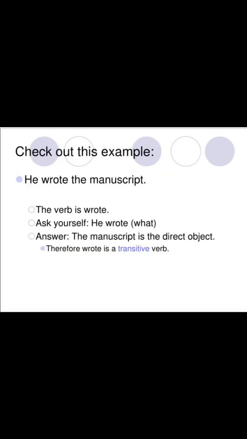Let us understand this with the help of another example. He wrote the manuscript. Here we know that wrote is a verb, and we may ask the question just after the verb, he wrote what? The answer would be the manuscript. He wrote the manuscript. So that means that manuscript is a direct object, and that's why the verb wrote would be a transitive verb.